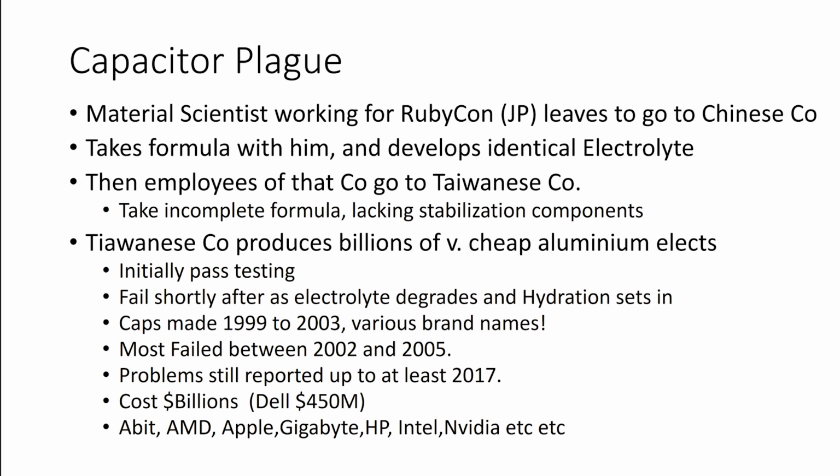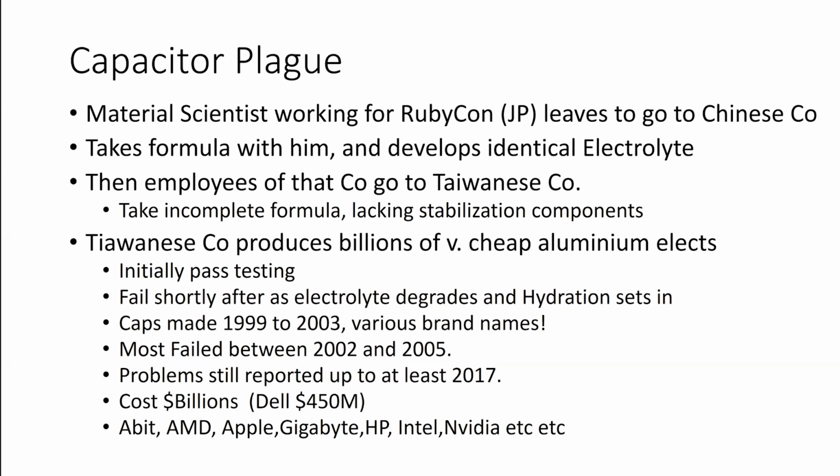So Rubicon have got this absolutely great hydration inhibitor, and they're making excellent, first class, really, really good water-based electrolytic capacitors. One of their material scientists leaves Rubicon and is tempted to go to a Chinese company. And he takes the formula with him and develops an identical electrolyte. Chinese companies are not so, shall we say, precious when it comes to intellectual property rights and patents and stuff like that. So the Chinese are suddenly producing millions, billions, trillions of water-based electrolytic capacitors.